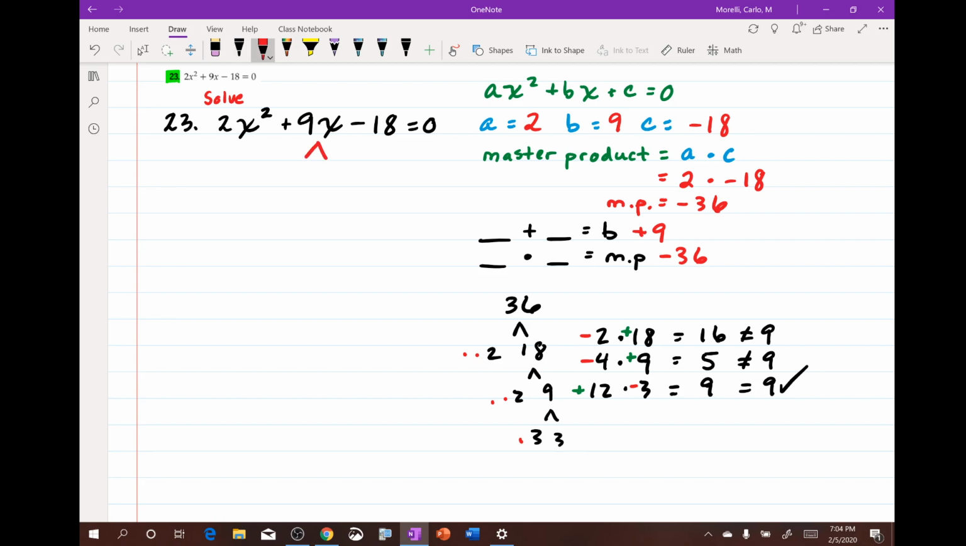What we're going to do next is split this middle coefficient into these two factor pairs that we found: 12x and negative 3x. So if I fill out this little table, it's 12 plus negative 3 and 12 times negative 3. So split those factor pairs up and then rewrite your entire quadratic: 2x squared plus 12x minus 3x minus 18 equals 0. Now this is called factoring by grouping. What we're going to do next is place parentheses around our factor pairs.